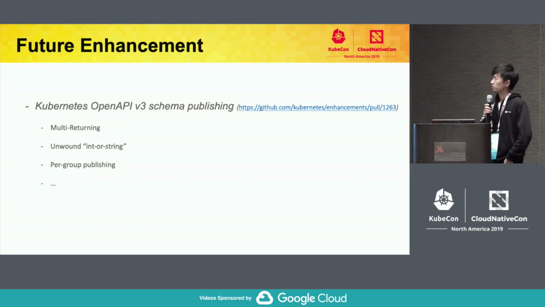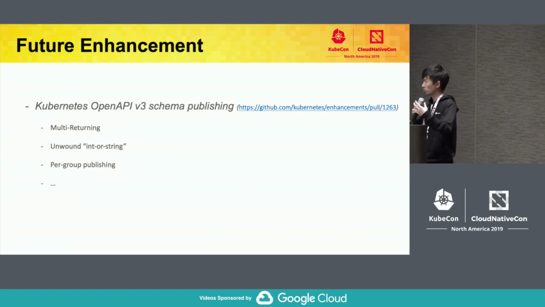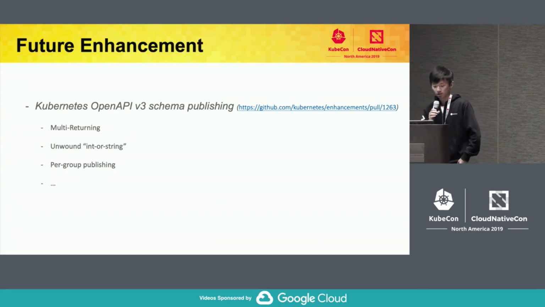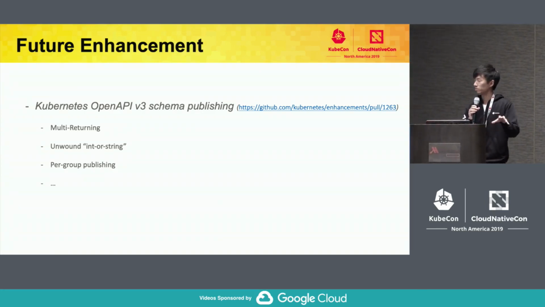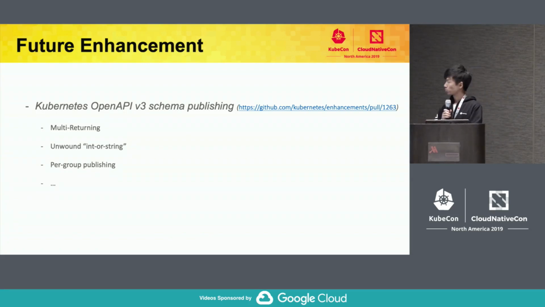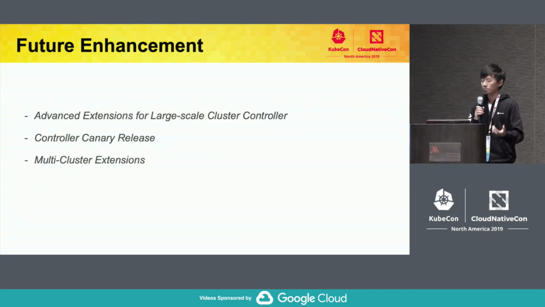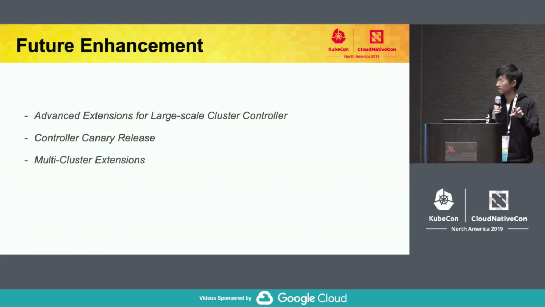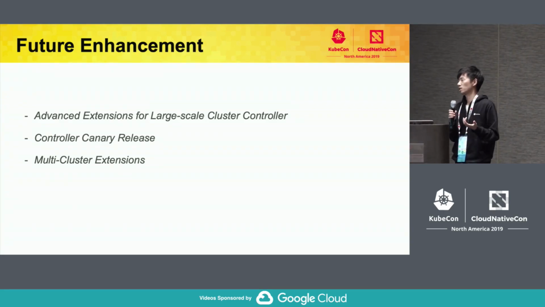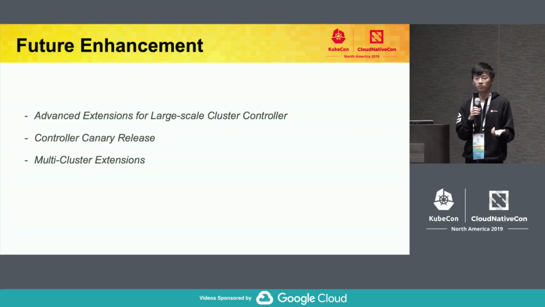For future enhancements, there are already some work items in the roadmap. I think Kim is working on OpenAPI version 3, which brings more powerful features like multi-returning, onboard list or string. Once this is done, the Java controller will switch to that new version of the OpenAPI schema. Also, we did notice some memory or performance issues in large size clusters. So we are working on a custom object serializer, which can drop the fields you are not interested in, to make the operator more memory friendly.